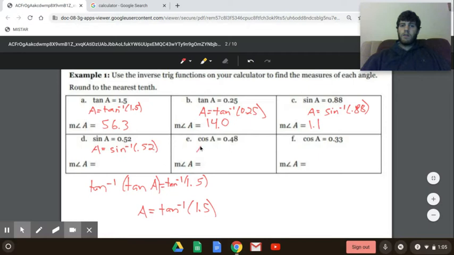Here, A would equal the inverse cosine of 0.48. Right, you just put those in the calculator, and then here A would equal the inverse cosine of 0.33. Okay. And you would just put those in the calculator to get your answers there.